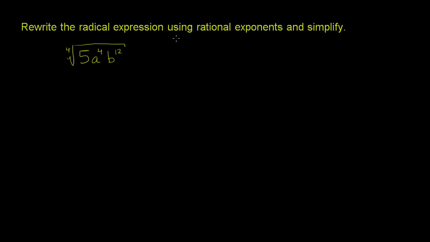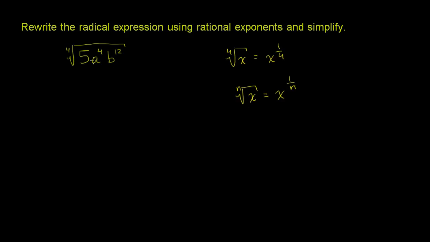Rewrite the radical expression using rational exponents and simplify. So here we have the fourth root of 5a to the fourth b to the 12th power. And the key thing to realize here is the fourth root of something is the same thing as that something to the 1/4 power. Or in general, the nth root of something is the same thing as that something to the 1 over n power.